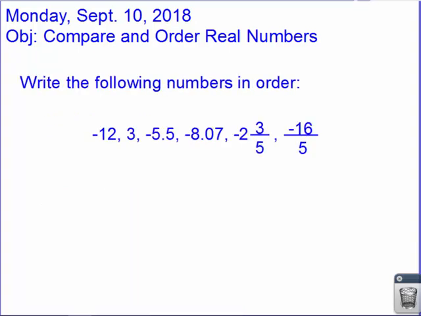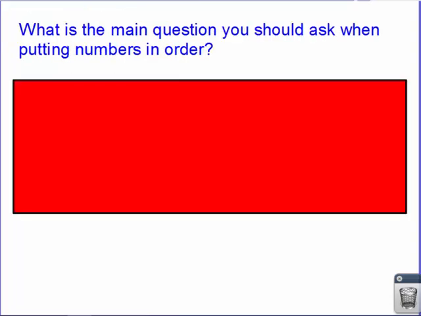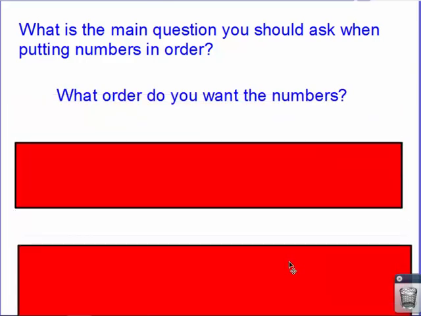So when we start this, I give you a set of numbers. Okay, just a hodgepodge collection of numbers. Negative 12, 3, negative 5.5, negative 8.07, negative 2 3/5, and negative 16 over 5. Okay? Now, what I'd like for you to do is put those numbers in order. Now, there is a question that should be popping into your brain right now, and that is, what order do you want, Mr. Nash? What is the main question you should ask when putting numbers in order? And that question should be, what order do you want? Because we have two orders. We have least to greatest, little to big, or greatest to least, big to little.